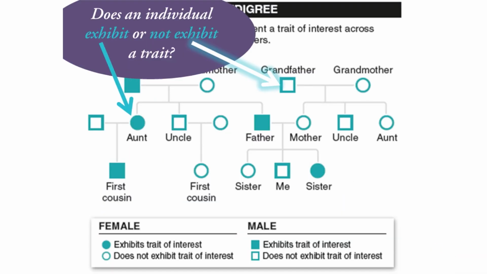They're also going to either be filled in, meaning that an individual exhibits a trait. Maybe it's a genetic disease, some kind of disorder. Maybe it's just some physical characteristic. Or they'll be not filled in, and that means that they don't exhibit the trait. By looking at that, we can then figure some stuff out.